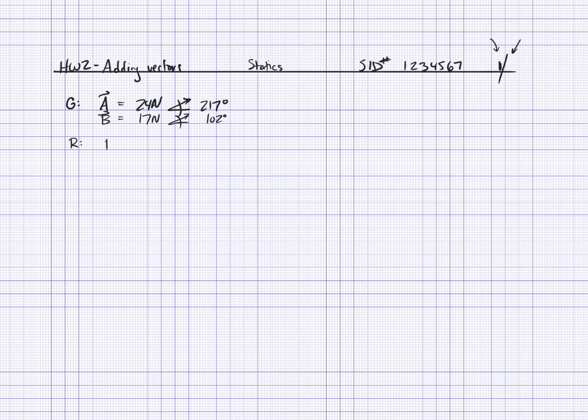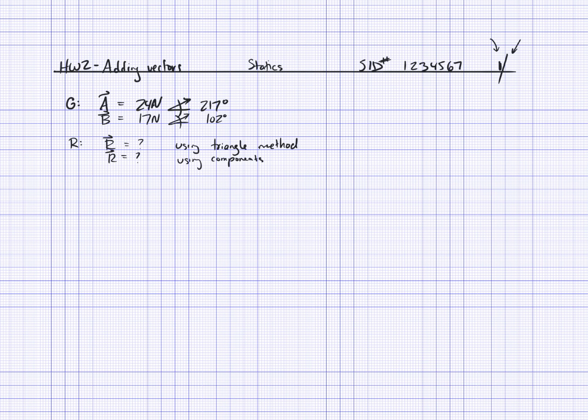Okay, so now what's required? Well, we want the resultant equals what? Using the triangle method. That's just going to be a bunch of trig, right? The triangle method. And then we're going to get the resultant equals what? Using the components.